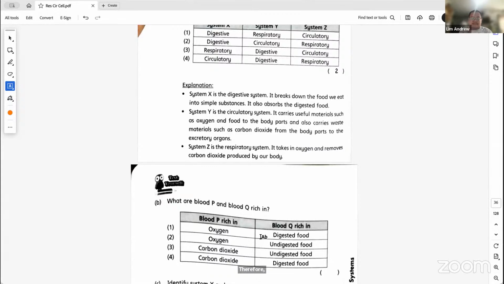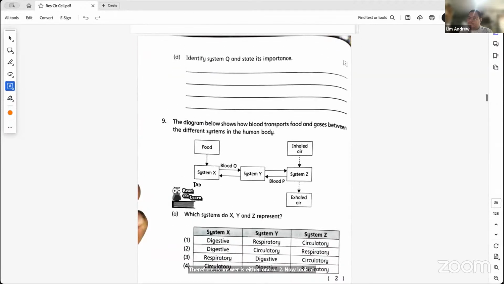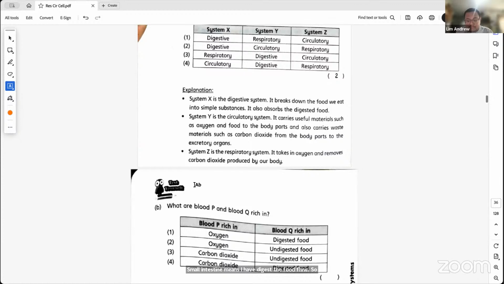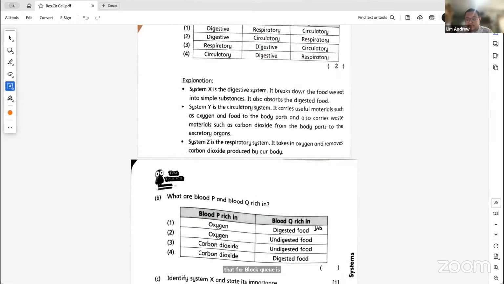Now look at Q. Q is from the food. Food is small intestine. Small intestine means I have digested food flow. So therefore, blood Q is richer in digested food, which is answer number 1. All right. Whereby oxygen gets into the bloodstream from the lungs to the heart. Sorry, then Q actually is digested food getting to the bloodstream from the small intestine. Therefore, the answer is number 1. All right.